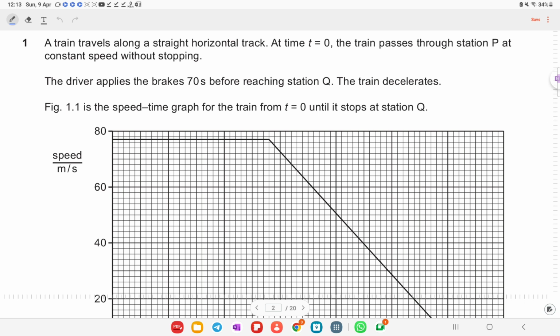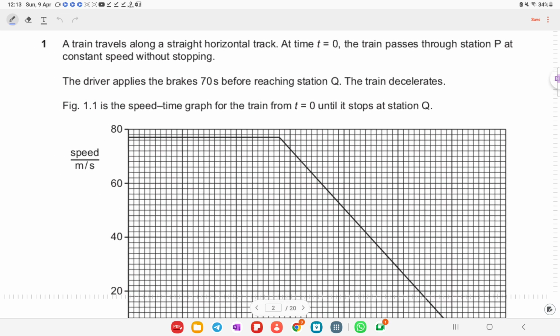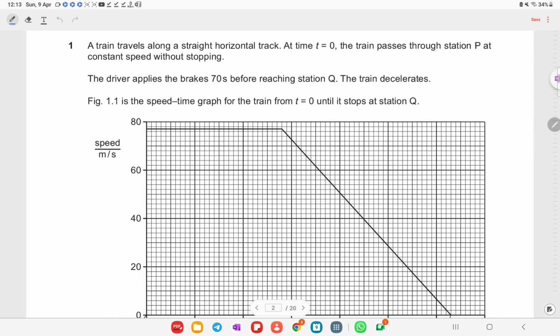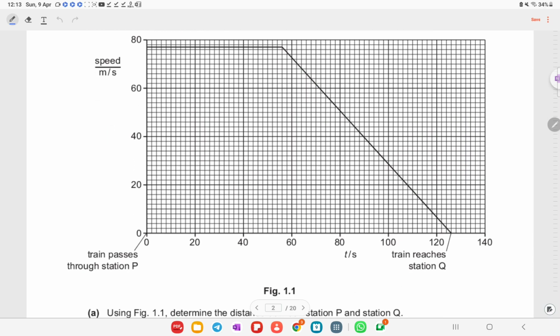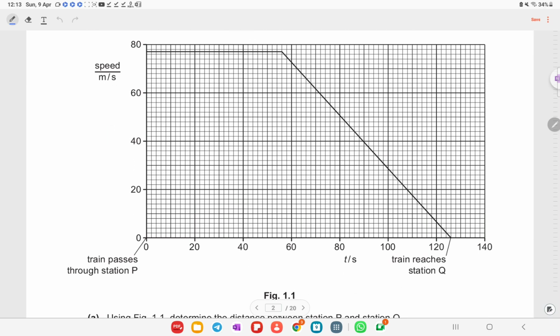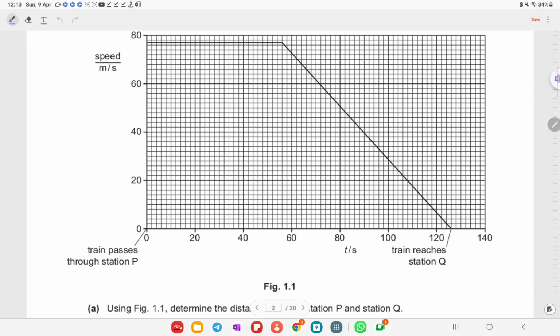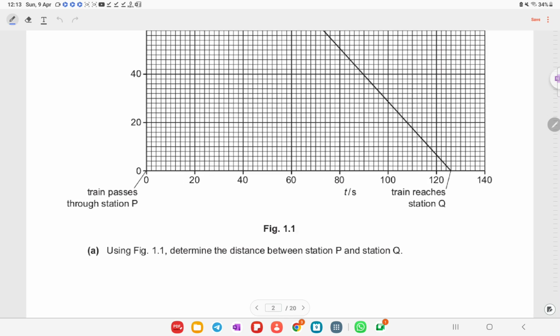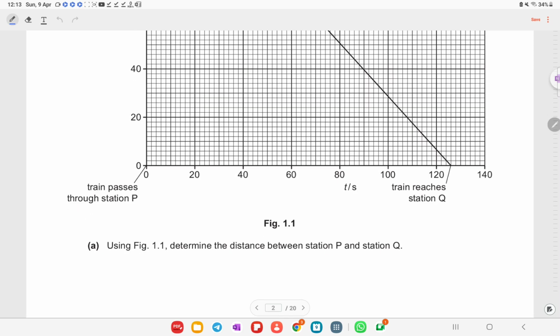the train passes through the station P at constant speed without stopping. The driver applies the brakes at 70 seconds before reaching the station Q. The train decelerates. Figure 1.1 is the speed-time graph of the train from t equals 0 until it stops at station Q. You have to see the graph: it says speed on the y-axis, and this is time on the x-axis. Using figure 1.1, determine the distance between P and Q.